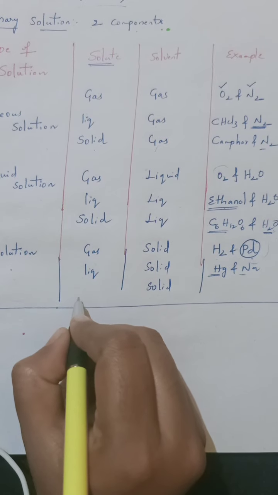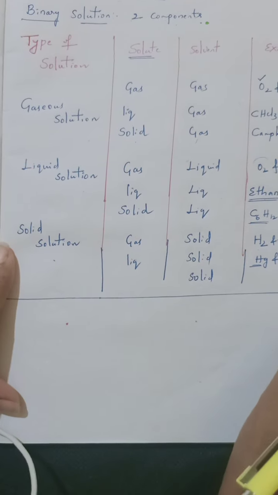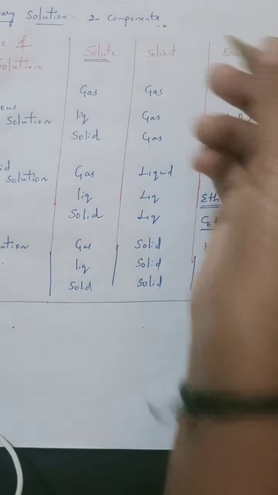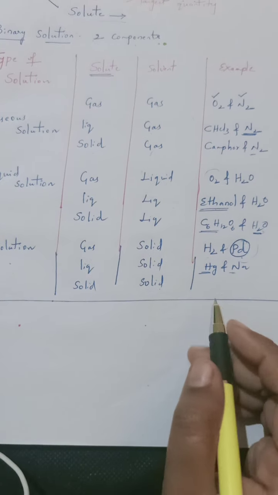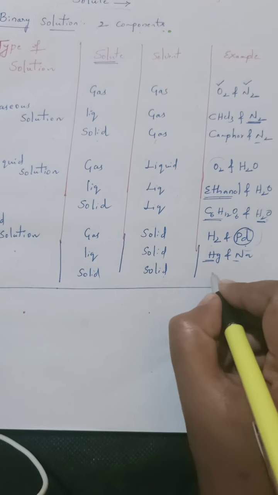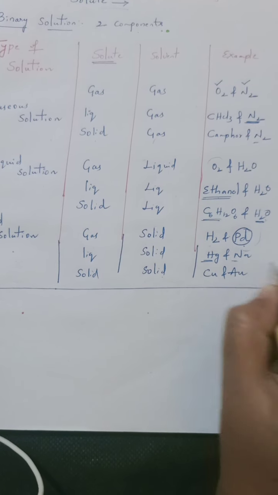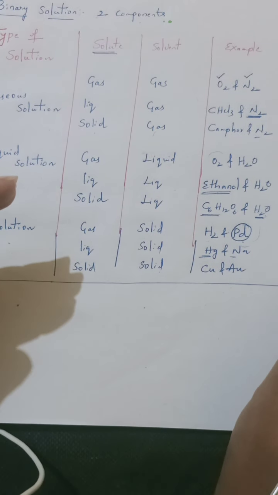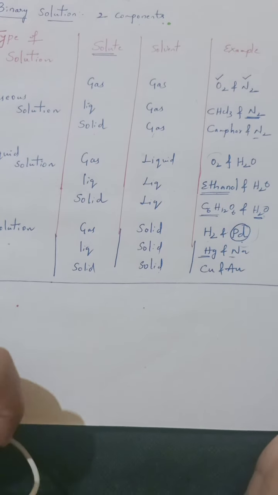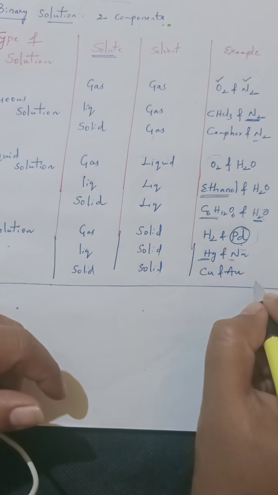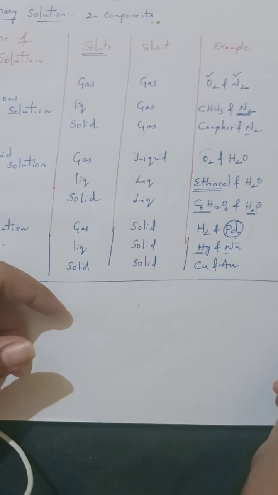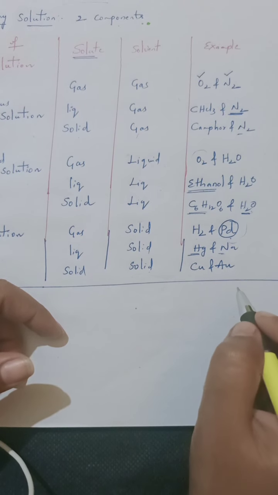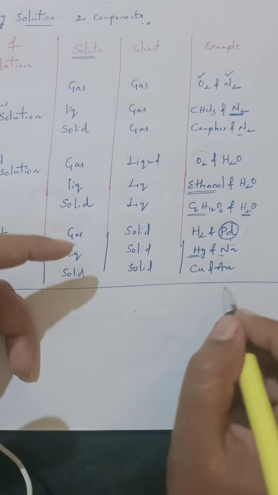And the last type of solid solution or binary solution contains a solid as solute and a solid as solvent. Both are in solid condition. The example here is copper and gold. The ornaments we wear are not made of only pure gold. It is mixed with some amount of copper also. That copper mixed with the gold is also a solution because two components are present, one is copper, the other is gold. That is also a binary solution where both components exist in solid state.